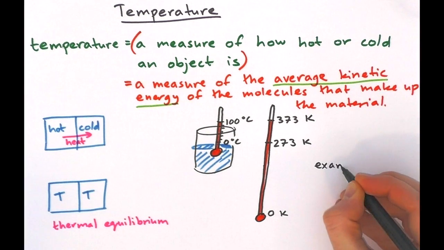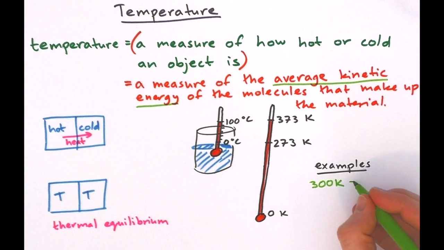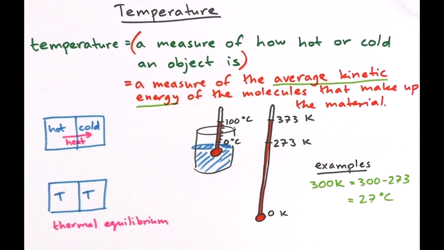So now let's do a couple of examples to finish off. First of all, if we had 300 kelvins, what would that be in degrees Celsius? Well, all we have to do is subtract 273 degrees because the scales are just shifted by 273 degrees. So we do 300 minus 273 and we get 27 degrees Celsius.